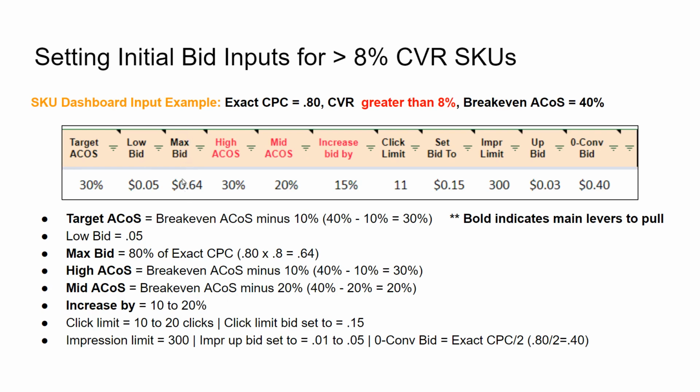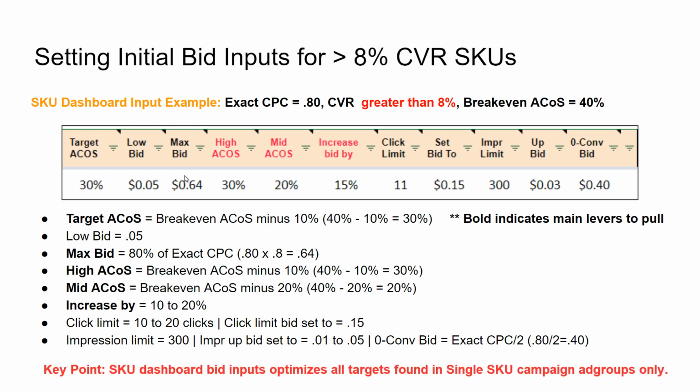Keep in mind, this is going to be one of your main levers that you can change going forward to really scale up that SKU, because just know that this max bid, for any targets that meet the SKU dashboard requirements, is going to be the upper limit bid that it's going to be set to. So Apex could consider, based on your current performance metrics, that you could be bidding at like $1, but if you have 64 cents set, it's going to bid 64 cents.